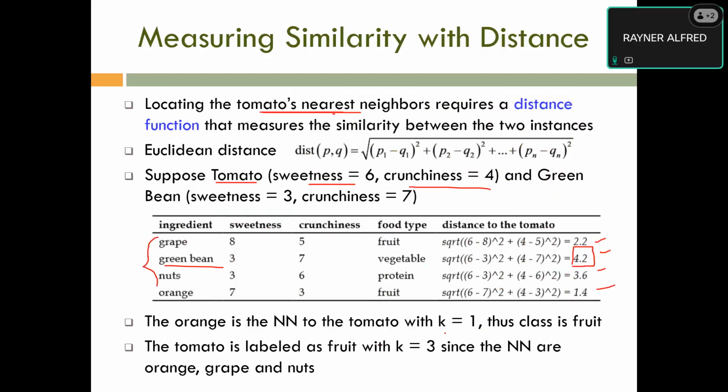Okay. So if k equals 1, that means this label is assigned to tomato. If k is 3, that means we take the top 3. So we have fruits, protein, and fruits. So the majority label is fruits, so we assign tomato as fruits. So it all depends on k, the number of instances that you want to associate with the new instance that we have. So we just use Euclidean distance to measure.